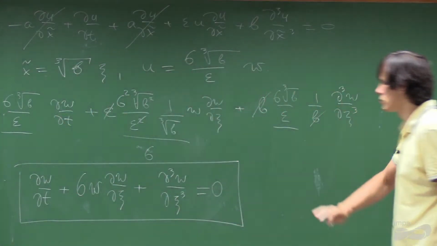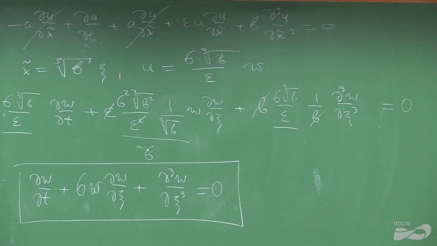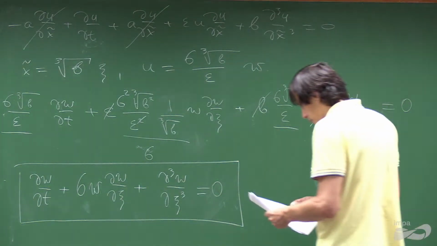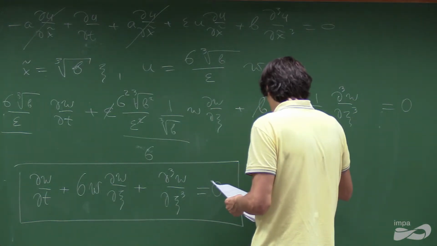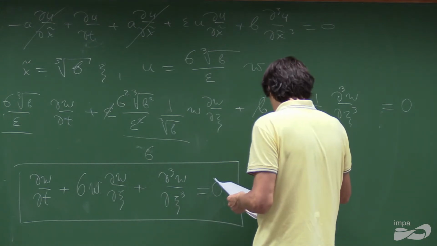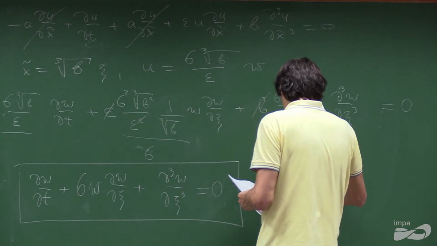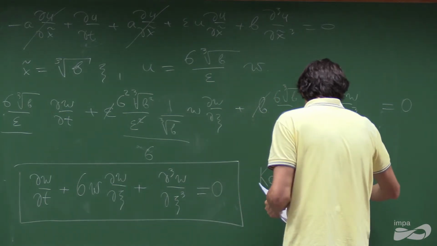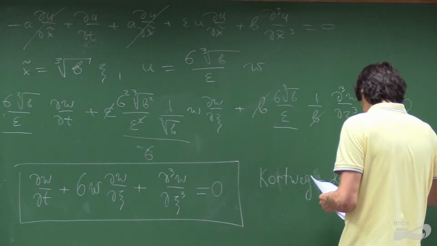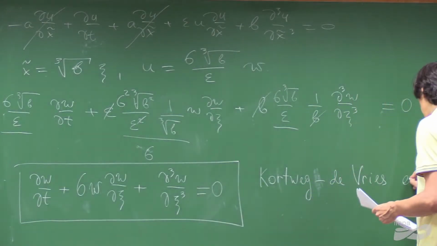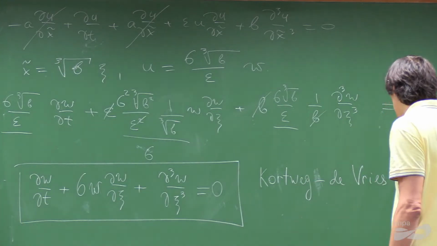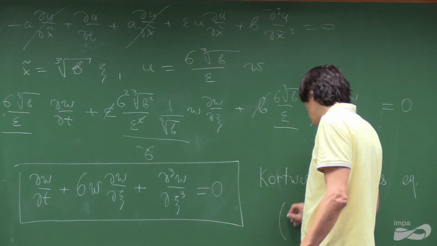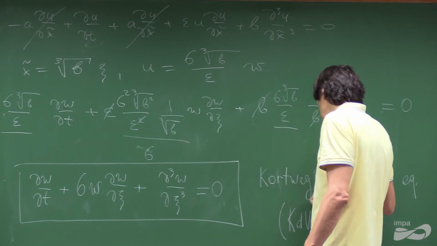And we get this equation where no unknown coefficients at all. It's a completely universal equation. So this equation is called the Korteweg-de Vries equation. You seldom write the full names because most of the people use the abbreviation KdV.